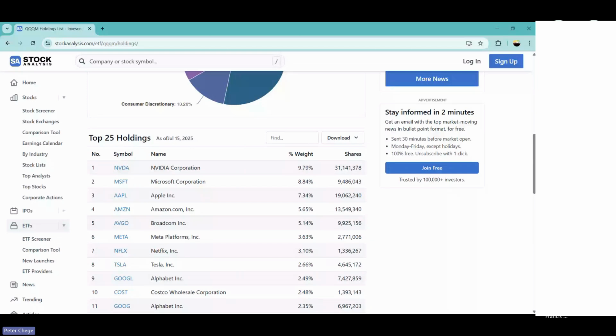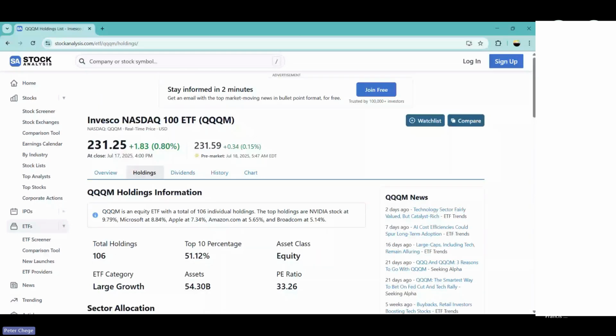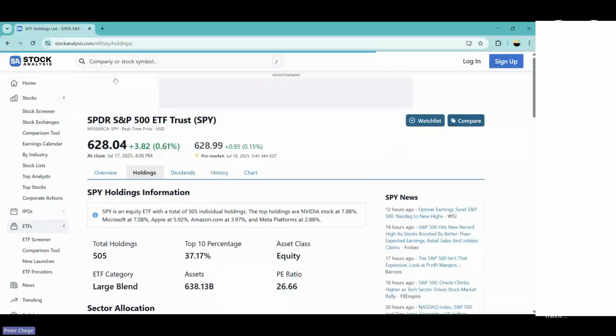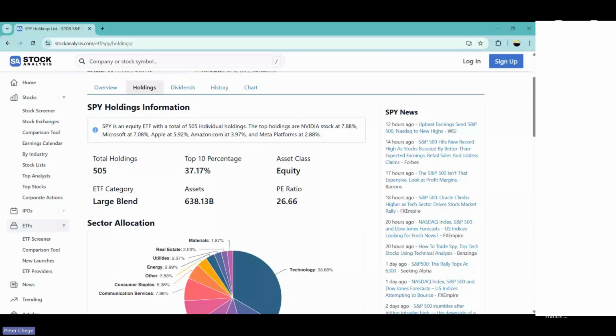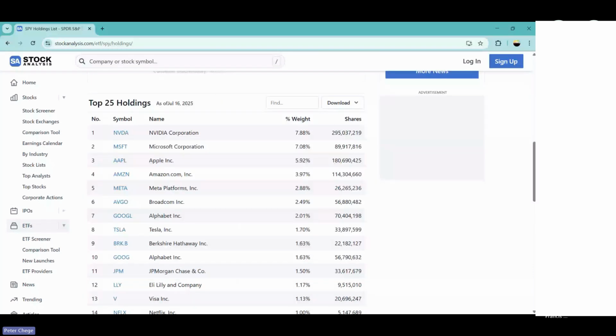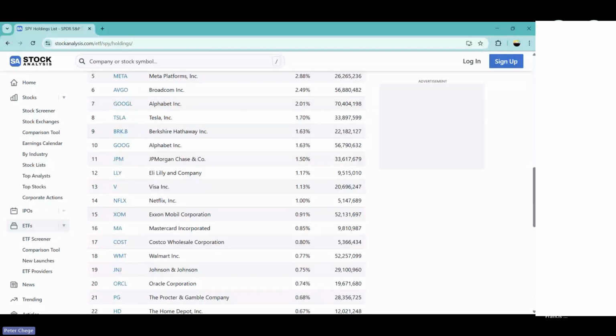Let's check the other one, the one that you know, SPY, S&P 500. So SPY, I believe it is, which one? This one. Yes, it's this one, S&P 500. It has around 505 holdings. Again, same stocks, but there are some which are coming in, which are not in the others.